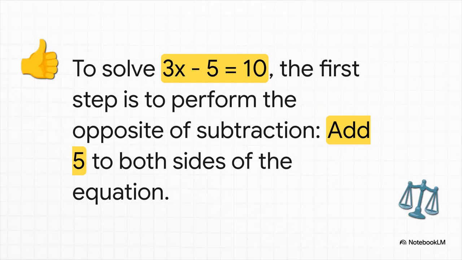And here's the golden rule: balance. Whatever you do to one side of the equation, you absolutely must do the exact same thing to the other. So, since 5 is being subtracted from our x term, we do the opposite to get rid of it. We add 5, and we have to do it to both sides. That's our first step to getting x alone.